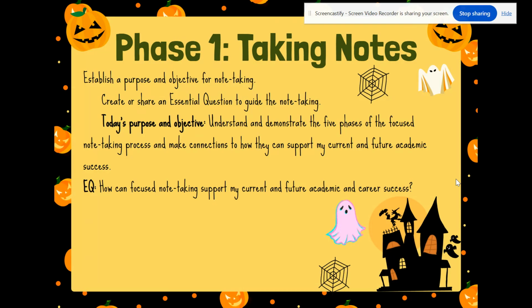Today's essential question is how can focused note-taking support my current and future academic and career success? So I want you to write that on your notebook paper, not on the side that has the 4 columns, on the side that you just wrote your partner's name on. I want you to write EQ, or you can write out essential question, and I want you to write, how can focused note-taking support my current and future academic and career success? So go ahead and pause and write that question down.